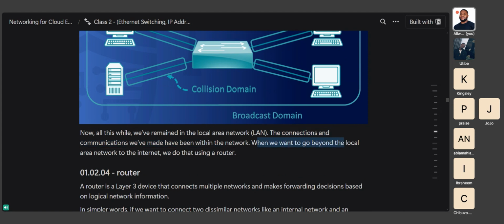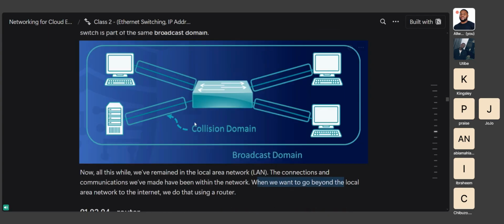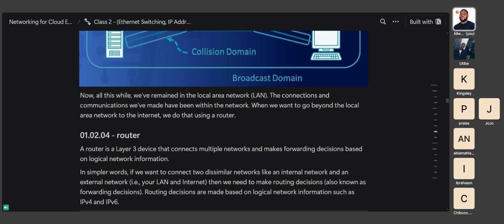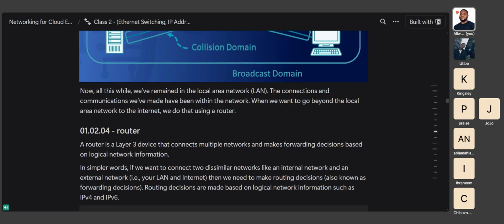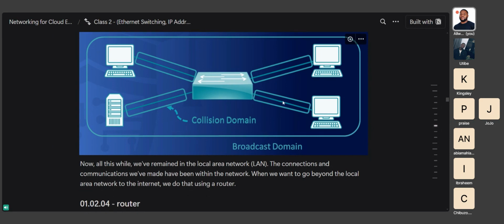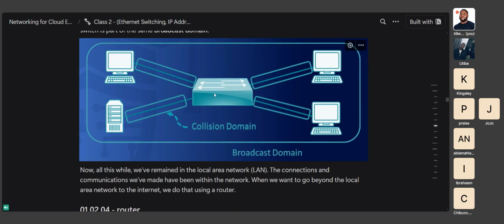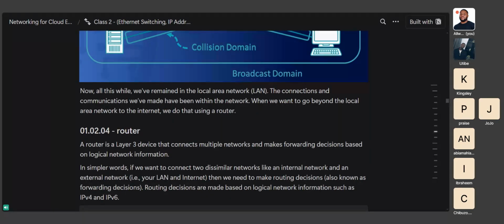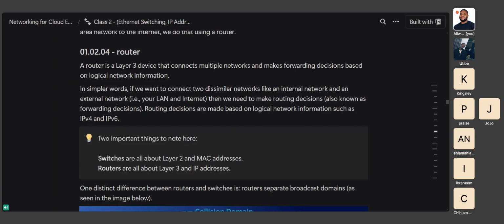When we want to go beyond the local area network to the internet, a switch cannot do that for us. We do that only using a router, and that is now where the router comes in. A router allows the devices that are connected to a switch to then access the internet. So if any one of these computers wanted to access the internet to check email, for instance, or to open a website, then it means that they will have to go beyond this switch. For them to do that, they need to be connected to a router. Therefore, this switch needs to be connected to a router. Okay. So, enter router.